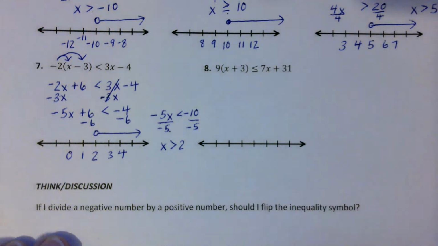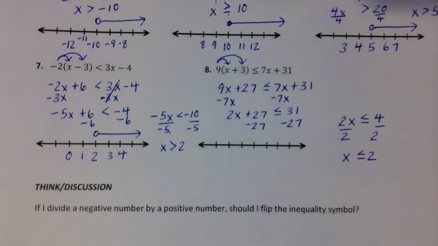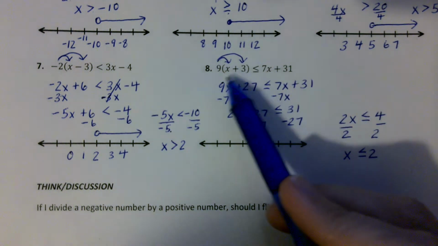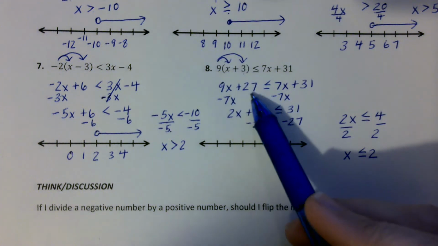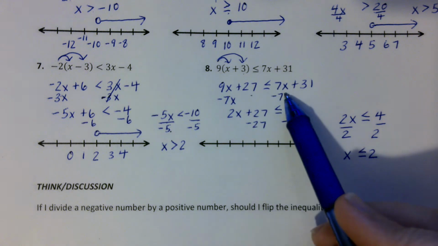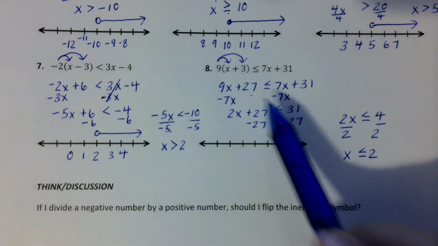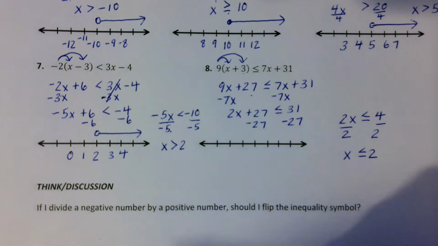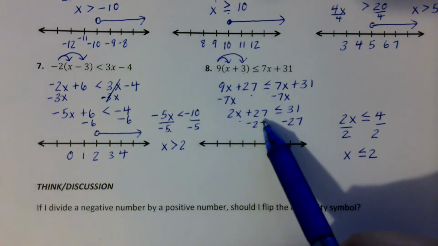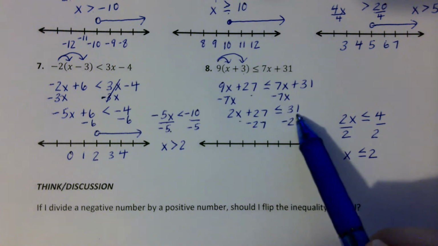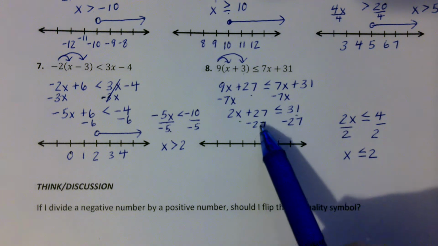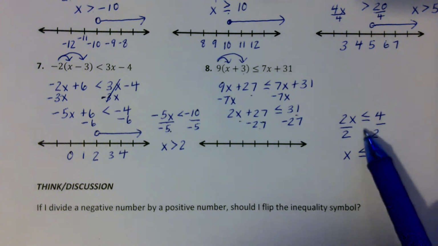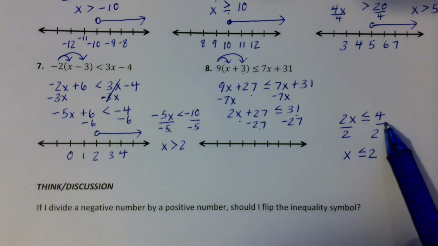All right, why don't you pause the video and try this one on your own, and let's see how you do. Okay, remember we distributed first. So we got 9x plus 27 is less than or equal to 7x plus 31. It's easier for me to have the variables to the left-hand side, so I subtracted 7x on both sides. I had 2x plus 27 less than or equal to 31. So I'm going to move the constants to the right. We subtract 27. We get 2x is less than or equal to 4.